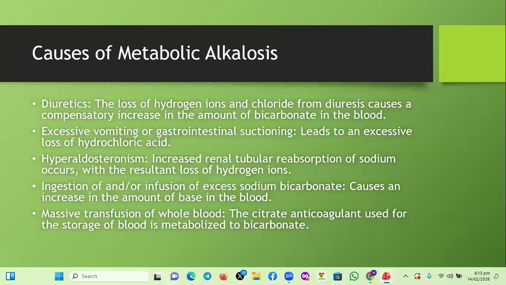We have diuretics. People who use diuretics a lot, the diuretics will cause the kidneys to produce more urine. And as the person urinates more, the person brings out more acid. So at the end of the day, the person will tend to lose more hydrogen ions, and excess base will be accumulated. The loss of hydrogen ions and chloride from diuresis causes a compensatory increase in the amount of bicarb in the blood.